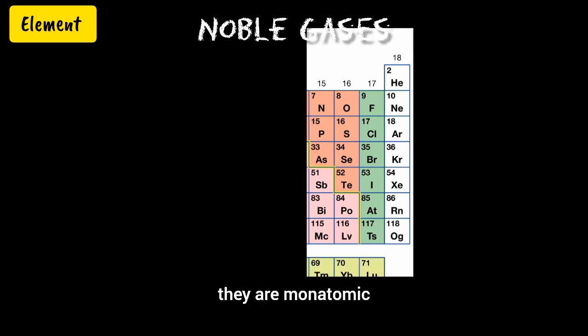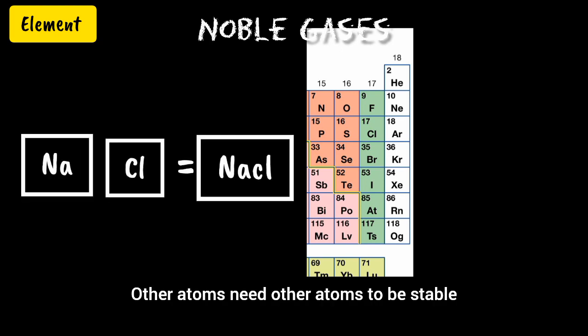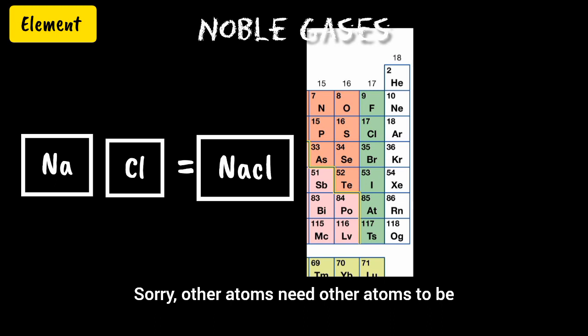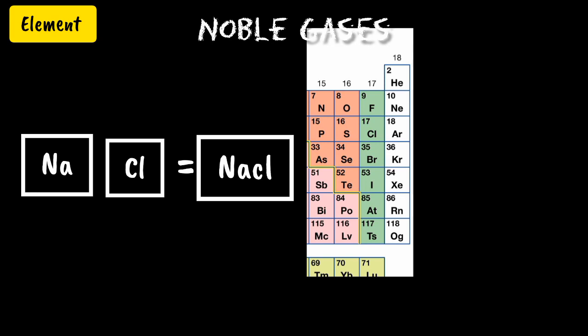They are monatomic, which means they occur naturally as single atoms. Other atoms need other atoms to be stable, but noble gases are just single atoms. They don't need anyone to be stable. But other atoms need other atoms to be stable, to have full electrons. We'll understand this when we get to bonding. Bonding is a very important topic and it should not be missed.